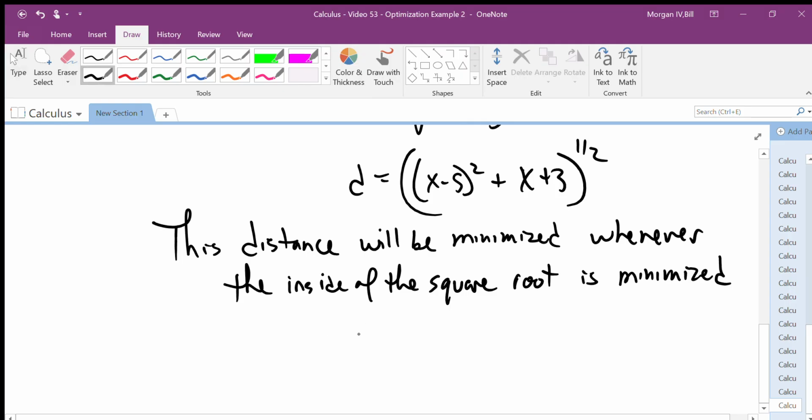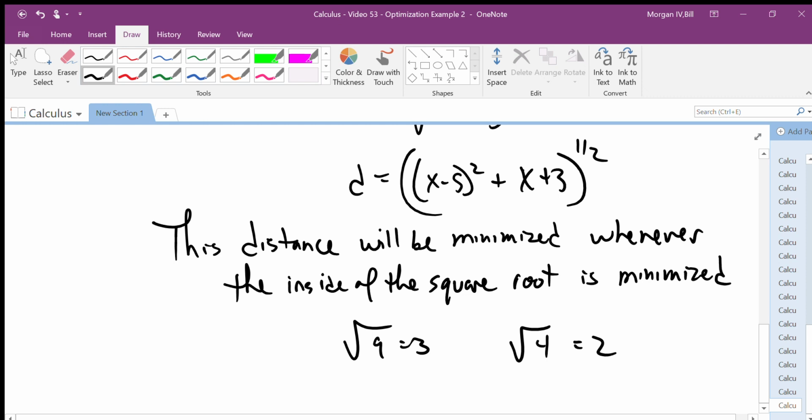In other words, if the inside of the square root is 9 versus if the inside of the square root is 4, 9 is larger than 4, and the square root of 9 is 3, the square root of 4 is 2, 3 is larger than 2. Not the same amount of largeness, but by making the inside smaller, the square root also becomes smaller. The smaller the inside, the smaller the overall thing. So it's enough to minimize the inside of the square root. At that same point will be the minimum of the entire distance d, the square root of the whole thing.